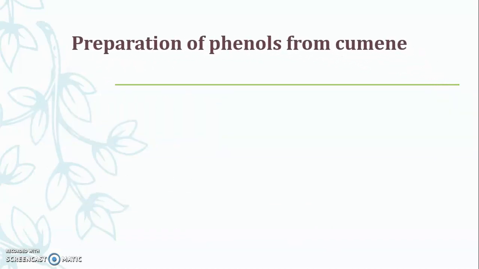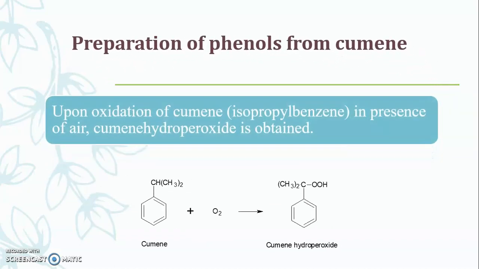Now the second step in the preparation of phenol is the oxidation of cumene, that is, isopropyl benzene. In the presence of air, cumene hydroperoxide is generated. So cumene on oxidation is converted into cumene hydroperoxide. This is the second step.